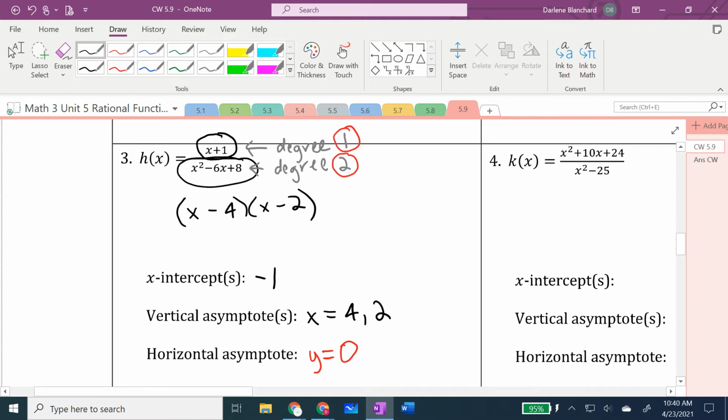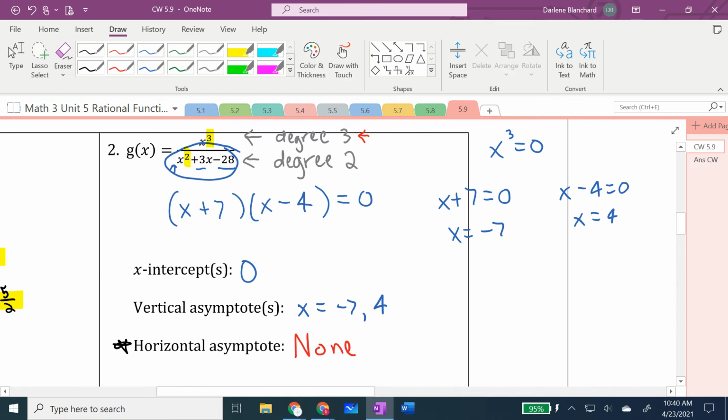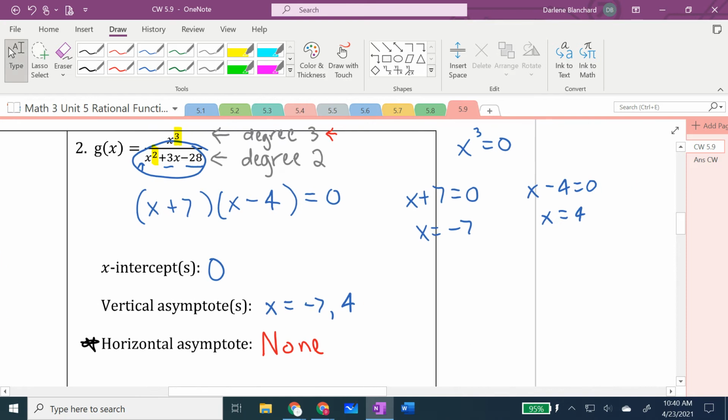I'm sorry, do you mind going back up to number 2 real quick? Yes. Okay. All right. I saw the -7 and 4 real quick, and I thought it was.